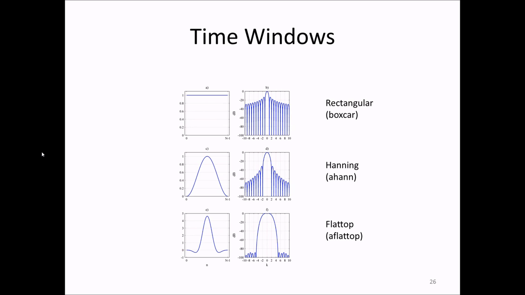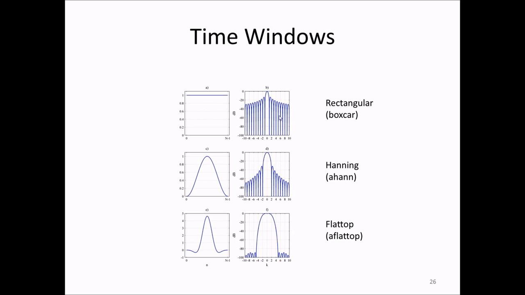Here you see the three windows then, the two actual windows in the middle and the lower plot, and then the rectangular window, which we get if we do not apply one of the other windows. On the right-hand side, you see the plots of the spectra of each of them.